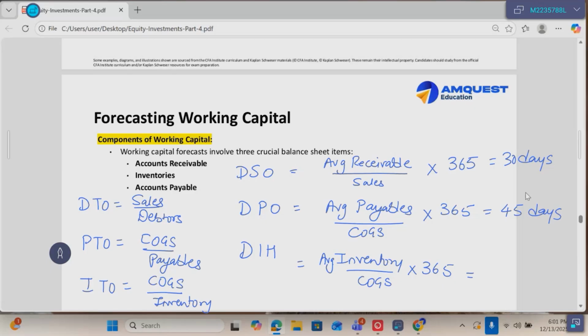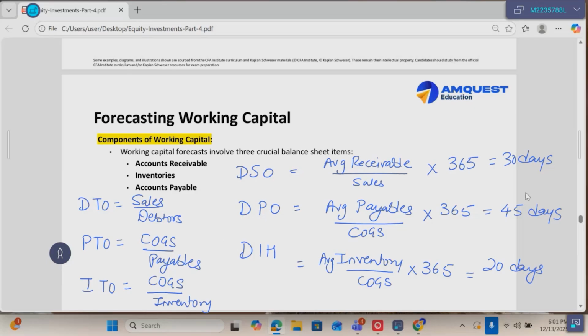Days inventory in hand tells you, if I'm buying inventory, let's say I'm a retail store, for how many days do I have to store it before I'm able to sell it? So let's say this is coming as 20 days. That means when I'm buying inventory, it will be sold or converted into sales within 20 days. Then we have the turnover ratio.